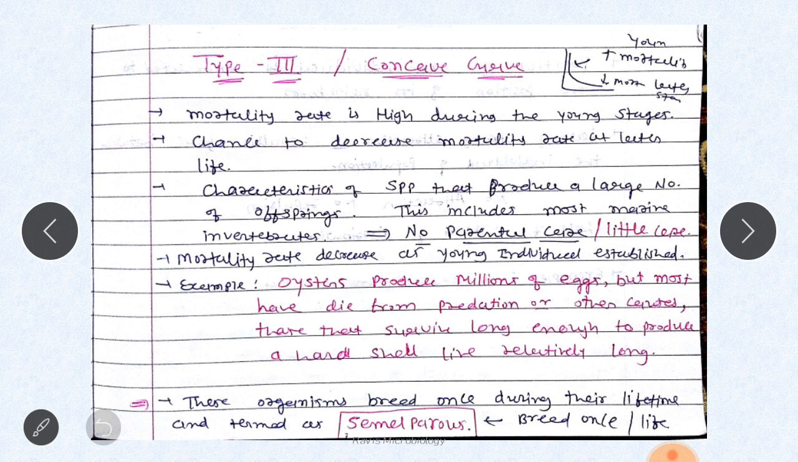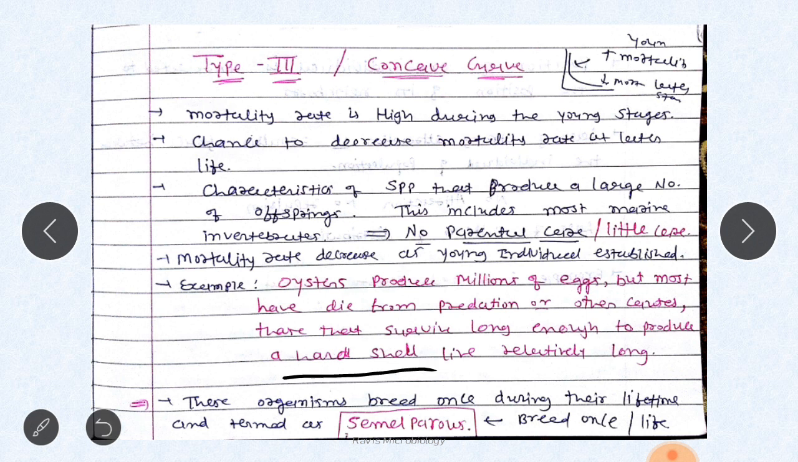This is characteristic of species that produce a large number of offspring. These include most marine invertebrates, because they produce a large number of individuals and hence are not able to care for all of them. No parental care, or very little parental care, is present. Mortality rate decreases as the young individuals become established. For example, oysters produce millions of eggs, but most die from predation or other causes. Once they are established, they form a very hard shell and live long.